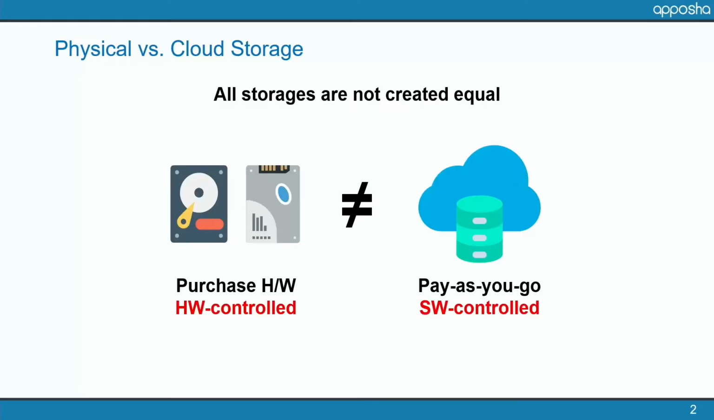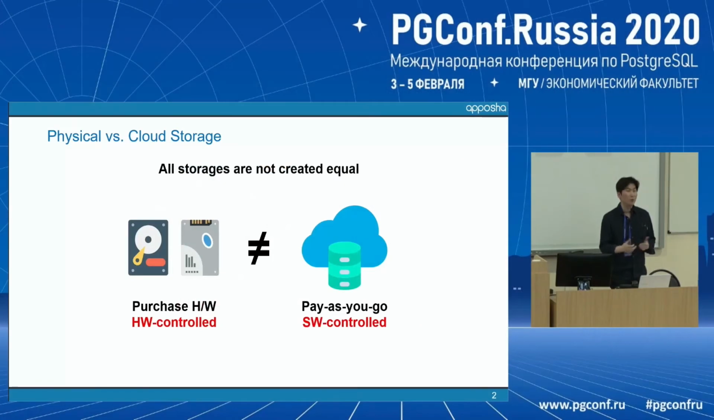So, unlike physical storage, cloud storage is fully controlled by software, not by hardware, and you need to pay for IOPS. You don't purchase full hardware, right? You need to pay for IOPS or throughput and capacity. So this makes a huge difference from physical storage.